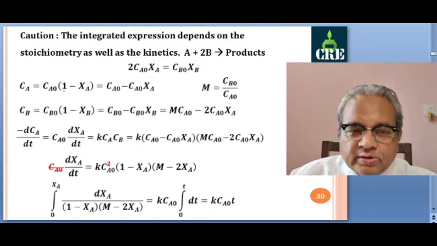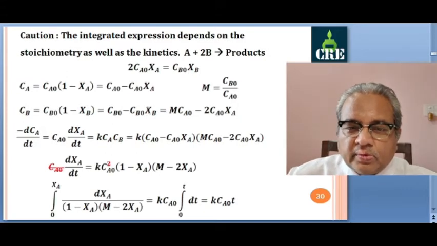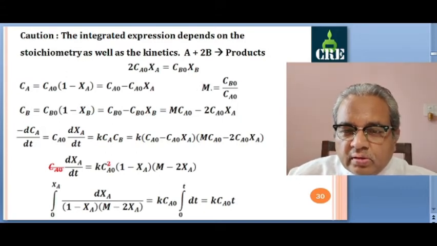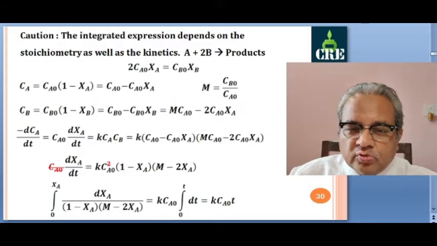So we have the basic definition: CA is equal to CA0 into 1 minus XA. This can be written as CA0 minus CA0 XA. Similarly, for CB, the concentration of B, CB0 into 1 minus XB, this we can write as CB0 minus CB0 XB. Now we define the ratio of the initial concentrations CB0 by CA0 as m. So CB0 we can write as m into CA0, and this CB0 is replaced by m into CA0.